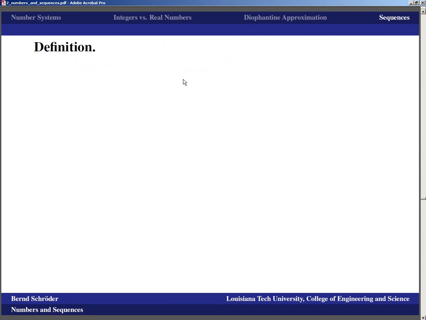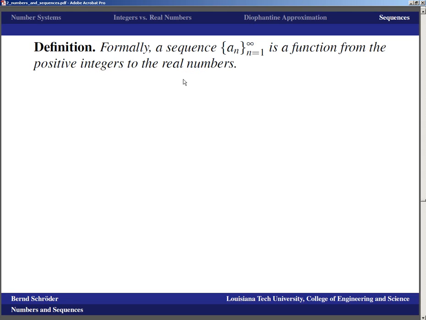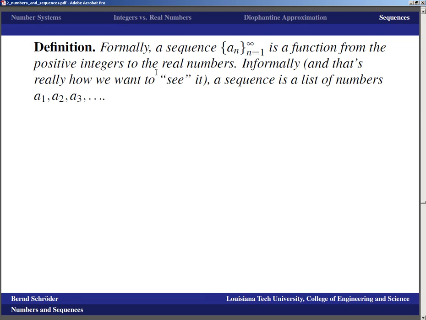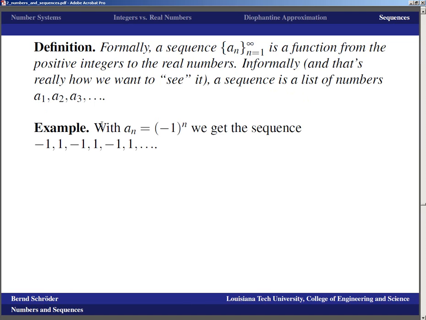And that gets us to the other part that we wanted to discuss in this presentation, and that is sequences. Formally, a sequence a_n is a function from the positive integers to the real numbers, but informally, that's not really how we want to think about these things. We want to think of a sequence as a list of numbers, a1, a2, a3, and so on.